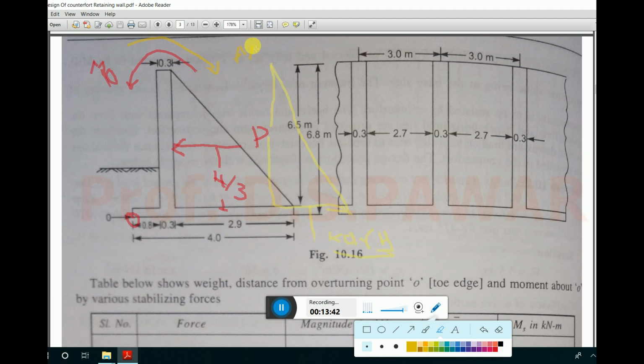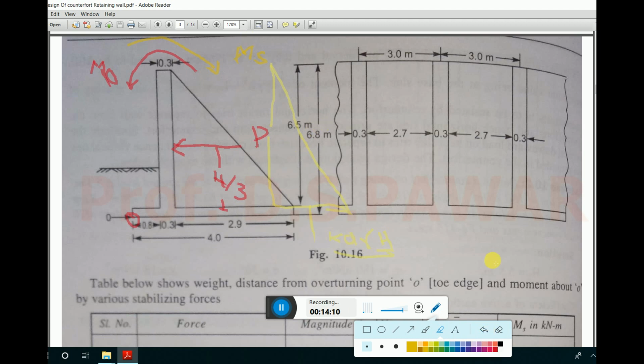That moment is called Ms. After knowing the overturning moment, how do we get the value of Ms, the stability moment? The stability moment about point O is generated based upon the unit weight of soil.